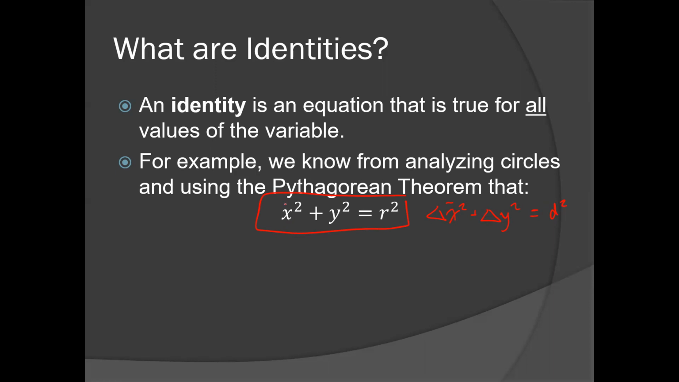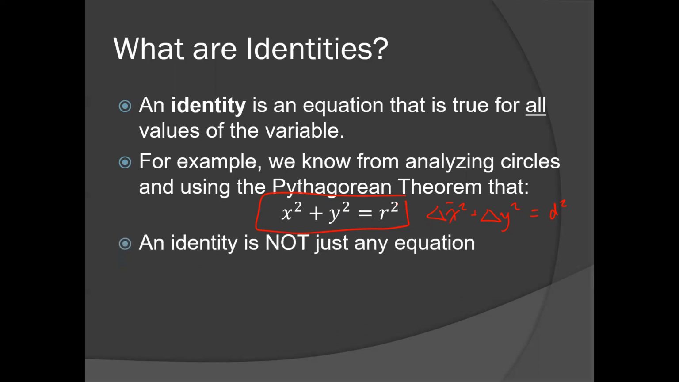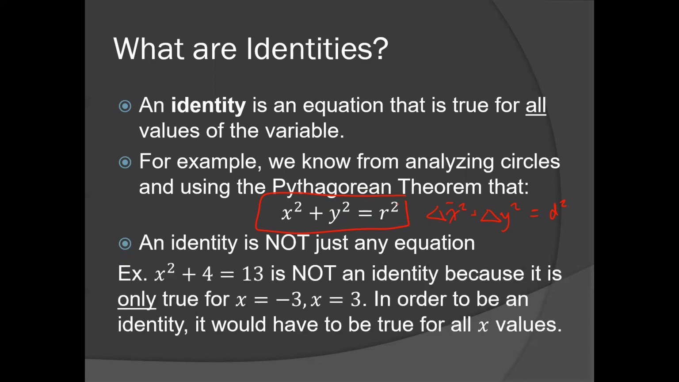We're just finding out what the x coordinate is on the circle, we square it, and then we take the y coordinate on the circle, we square it, and that gives us the radius squared. So that's the first identity that you probably learned about in high school, at least, right? You probably learned about other identities as well. Just so you're clear, it's not just any equation. It has to actually work for all values.